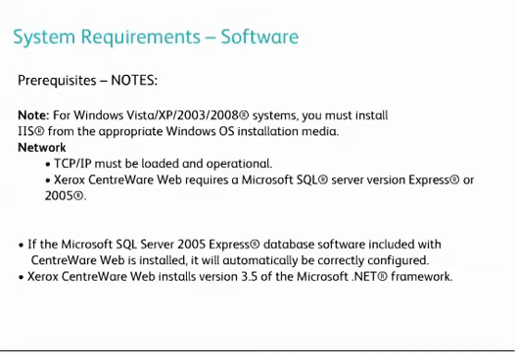Some additional notes on software system prerequisites. First, for Windows Vista, XP, 2003 systems, you must install IIS from the appropriate Windows OS installation media. On the network, TCP/IP must be loaded and operational. CentreWare Web requires a Microsoft SQL Server version of MSDE 2000, Express, or 2005.